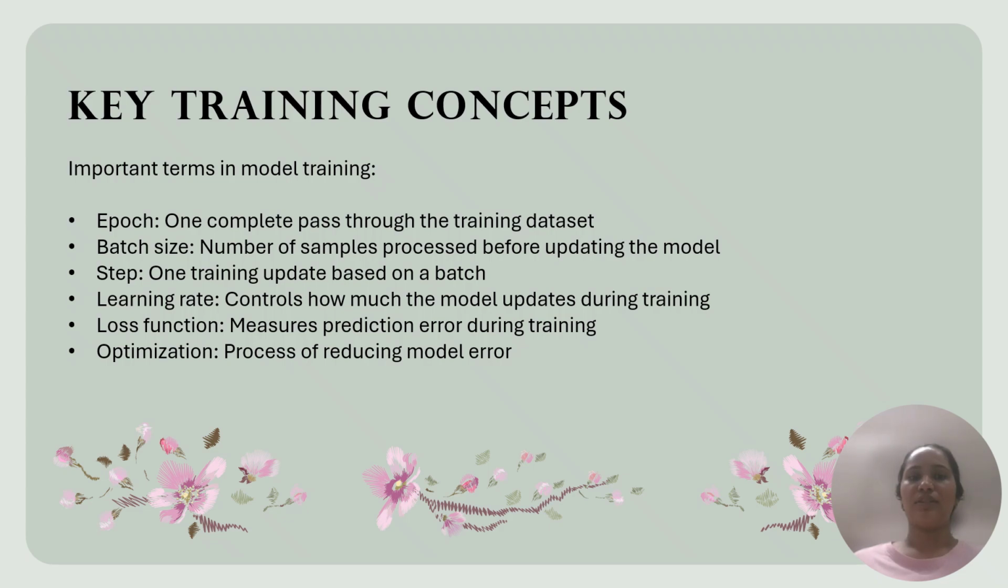We also have the loss function, which measures how far the model predictions are from the actual answers. During training, the goal is to minimize this loss value because a lower loss generally indicates better model performance. Finally, optimization is the process of reducing the model's error by continuously adjusting its parameters. Optimization algorithms help the model move towards the most accurate solution possible.